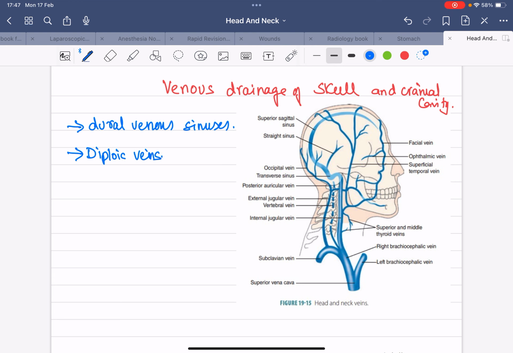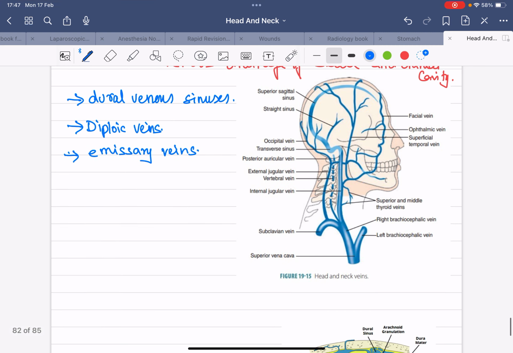And number three, you must know about the emissary veins. Okay, so I will show you in the diagram also. So dural venous sinus we are going to discuss in detail. So first one, second one, the diploic veins. What are the diploic veins?